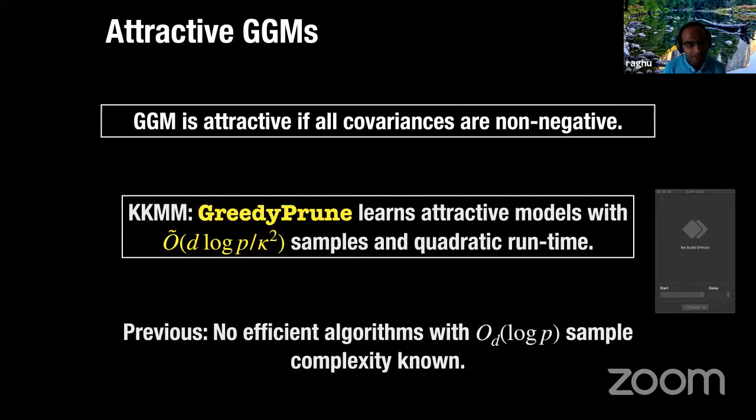Okay, and just to complement this, the lower bound of Wang, Wainwright, and Ramchandran actually applies even to attractive GGMs. So to learn attractive GGMs, you do need log p or kappa squared samples. And what this result is saying is that you can get d log p or kappa squared samples. If you can get that many samples, then you can achieve efficient recovery.